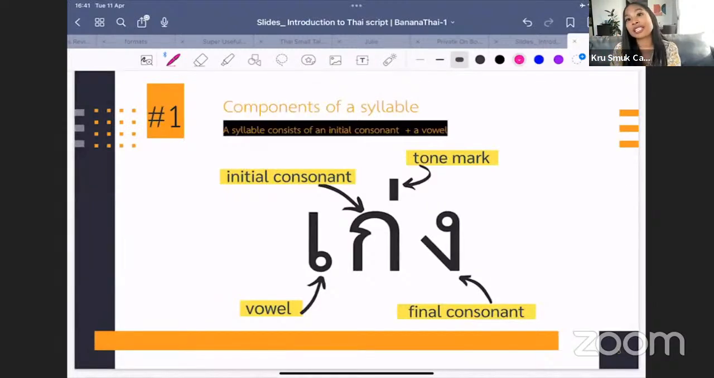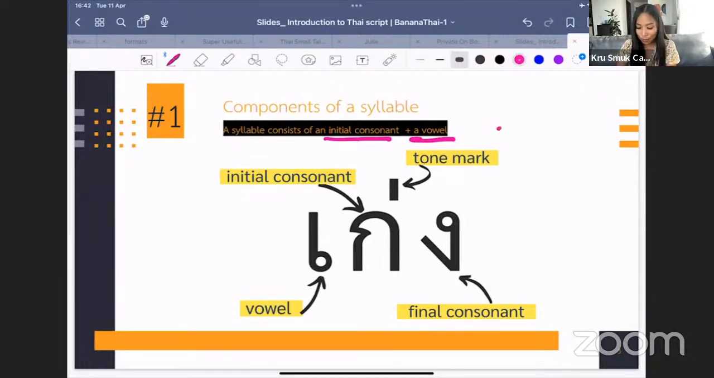You have to understand the components of a syllable. Okay. All right. In a syllable, you need at least one initial consonant and one vowel. You always need these two in order to build a syllable.